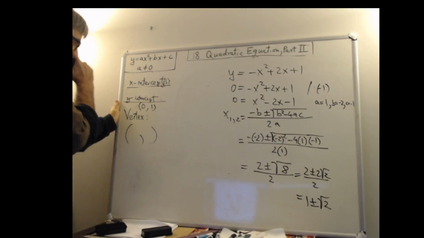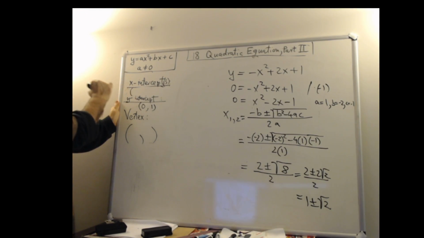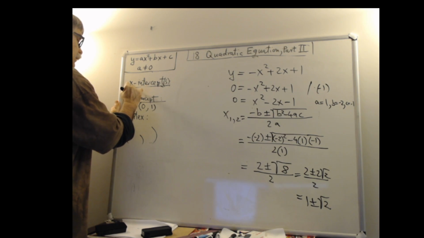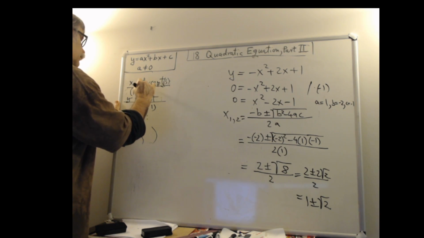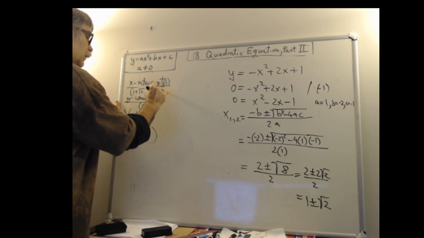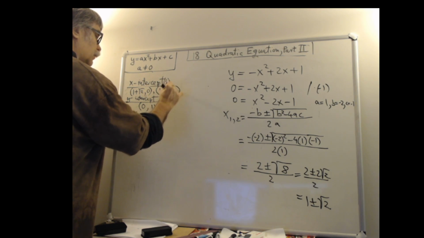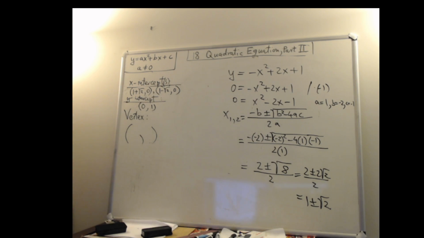Well, that's our intercepts. The first one is (1 plus radical 2, 0). The second one is (1 minus radical 2, 0). You will probably need some approximation here, because when you start graphing you will need an approximation. So those are the intercepts.